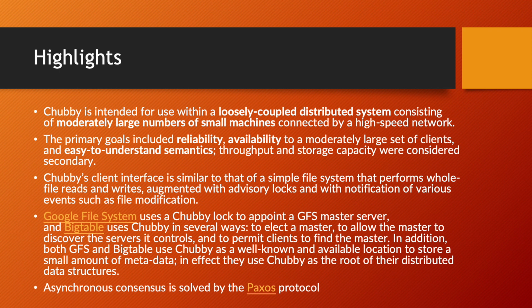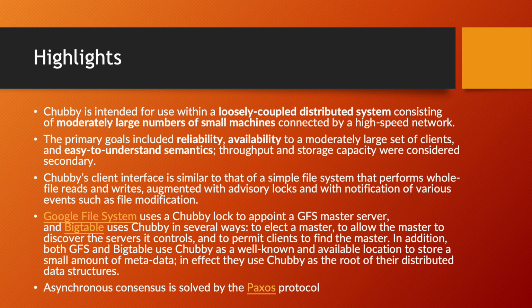Chubby is intended for use within a loosely coupled distributed system consisting of a moderately large number of small machines connected by a high-speed network. The primary goals include reliability, availability to a moderately large set of clients, and easy-to-understand semantics. Throughput and storage capacity were considered secondary. Chubby's client interface is similar to that of a simple file system that performs whole-file reads and writes, augmented with advisory locks and with notification of various events such as file modification.